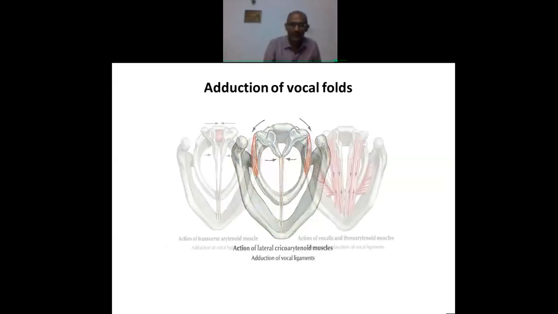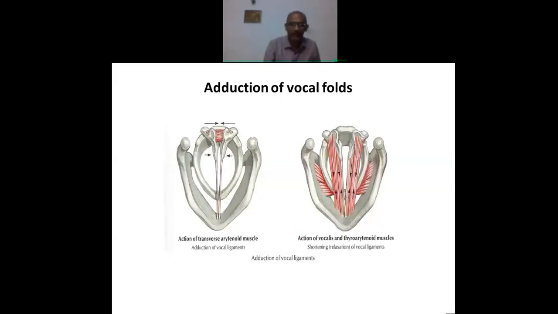And after this happens, the transverse and oblique interarytenoid muscles at the back pull it further together. And then you have the thyroarytenoid and vocalis, which are the muscle fibers inside the vocal fold. They contract and bring about the further changes which are needed for the actual fine tuning of our speech. So first step, the adduction by the LCA, and then these muscles for the fine tuning. We'll be seeing more of these.